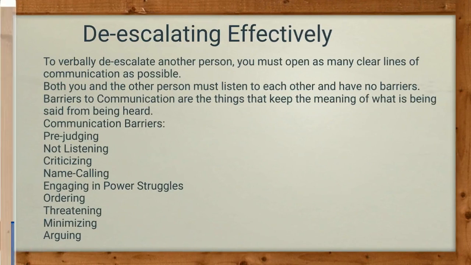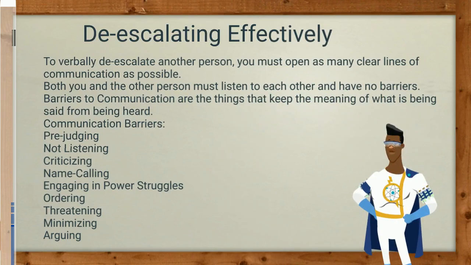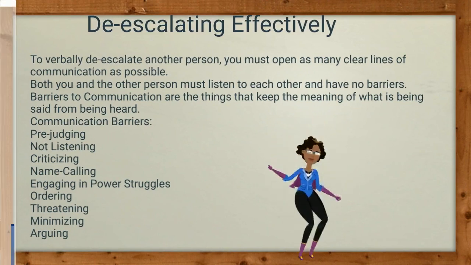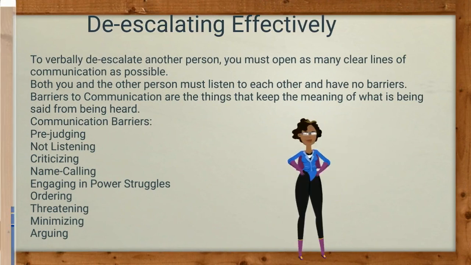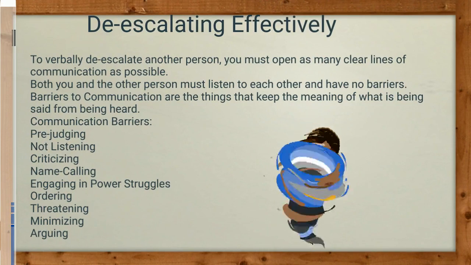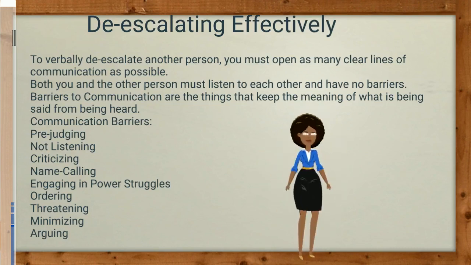De-escalating effectively. To verbally de-escalate another person, you must open as many clear lines of communication as possible. Both you and the other person must listen to each other and have no barriers. Barriers to communication are the things that keep the meaning of what is being said from being heard. Communication barriers: prejudging, not listening, criticizing, name-calling, engaging in a power struggle, ordering, threatening, minimizing, or arguing.